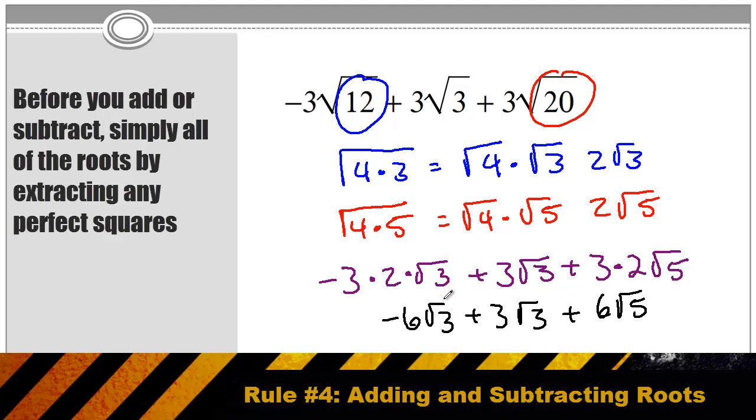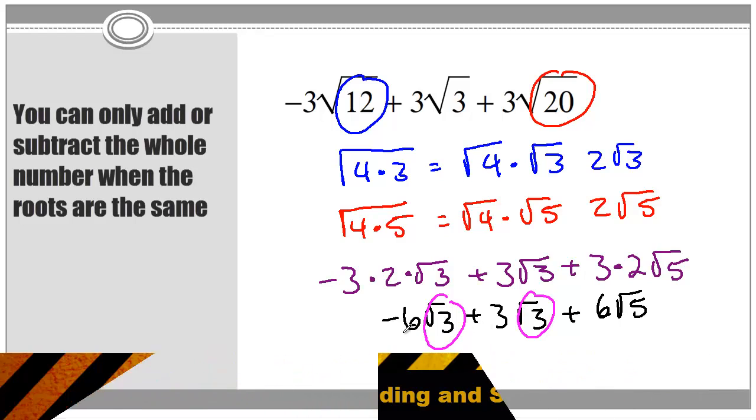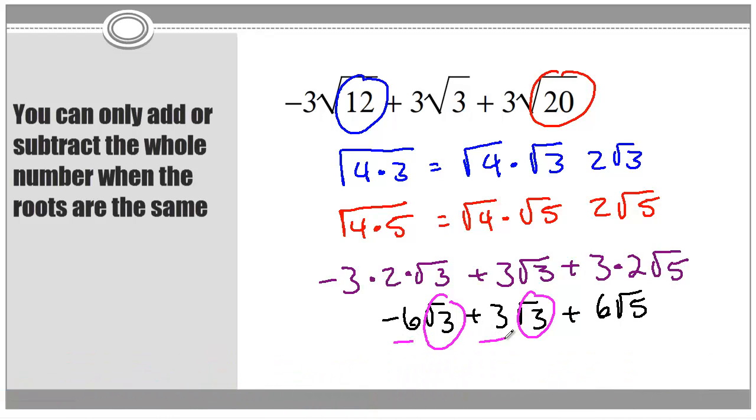Because my first two terms are both attached to a root 3, I can combine the coefficients. So I add a negative 6 with a positive 3, and I get a negative 3. Then I just drop down my square root of 3. With the 6 root 5, there's nothing else I can combine that with, so my final answer will simply be negative 3 root 3 plus 6 times the square root of 5. And that's about as far as I can go.